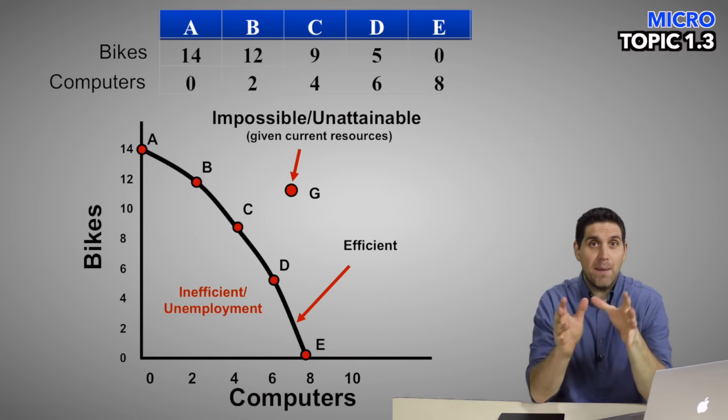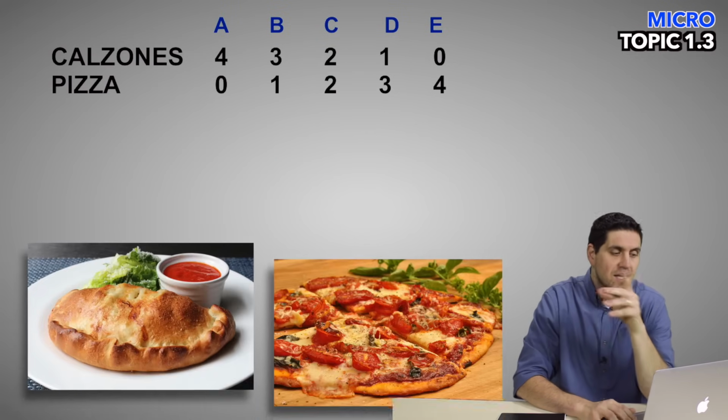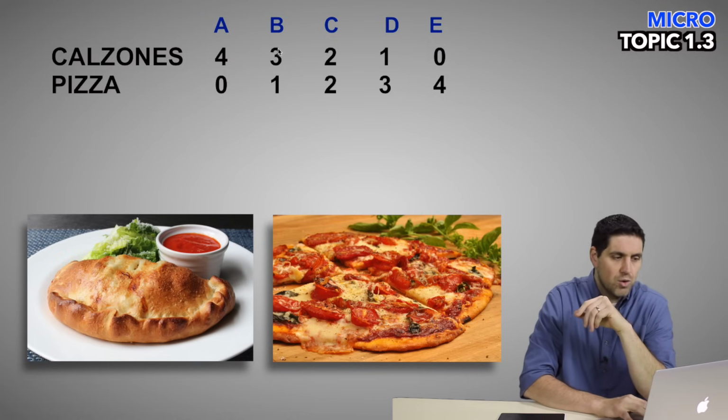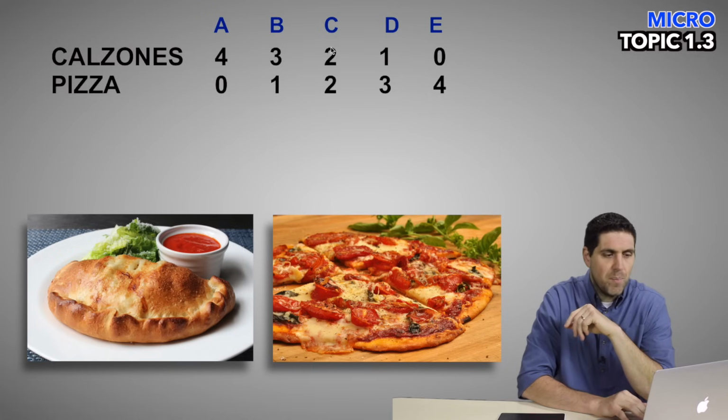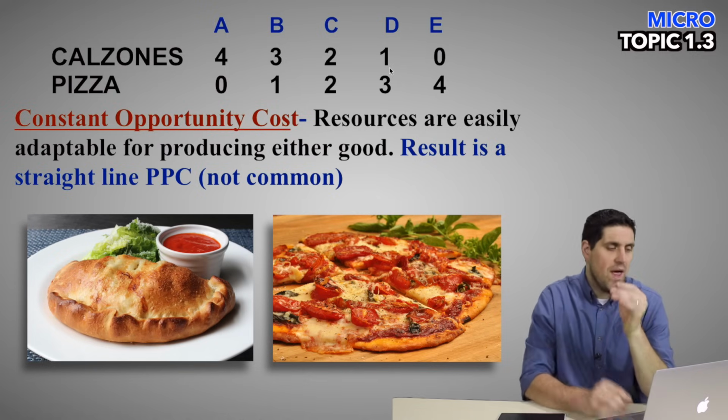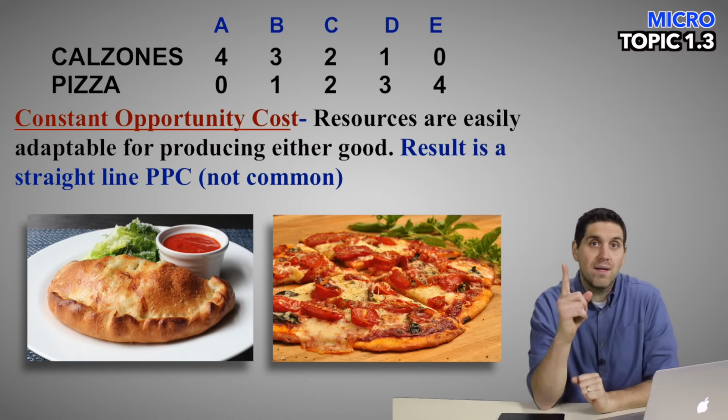Okay, there's a couple different shapes to this graph, and I want you to take a look at it. Let's talk about calzones and pizzas. Notice when you produce another pizza, you lose 1 calzone. When you produce another pizza, you lose another calzone. When you produce another pizza, you lose 1 more calzone. Now the opportunity cost here is constant. Every single time you produce a pizza, you lose 1 calzone.